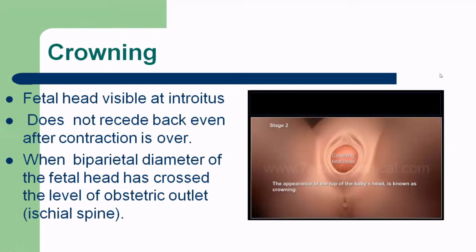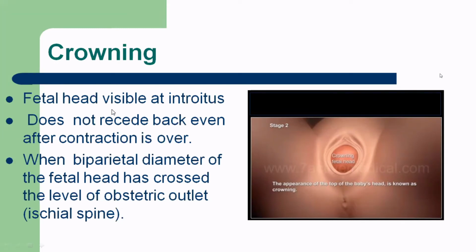After internal rotation also, the fetal head continues to descend in the pelvis. And when does crowning occur? It actually occurs when biparietal diameter of fetal head has crossed the level of obstetric outlet or the level of ischial spine. Ischial spine is very easy to remember. Similar to engagement. Engagement is biparietal diameter of fetal head has crossed the inlet or pelvic brim. But in case of crowning, biparietal diameter of fetal head has crossed the level of ischial spine.